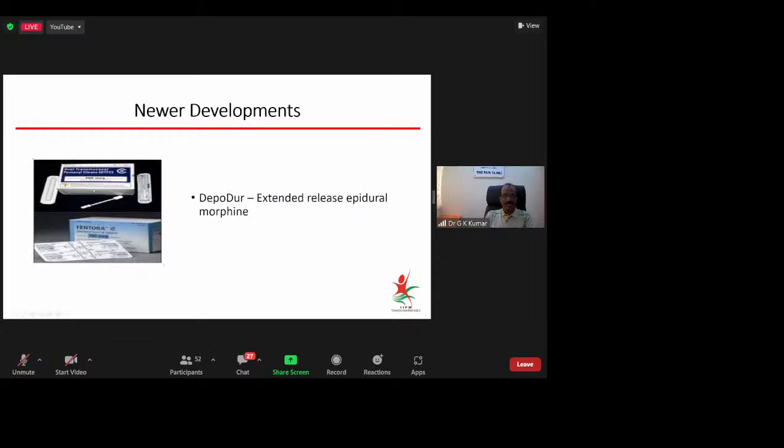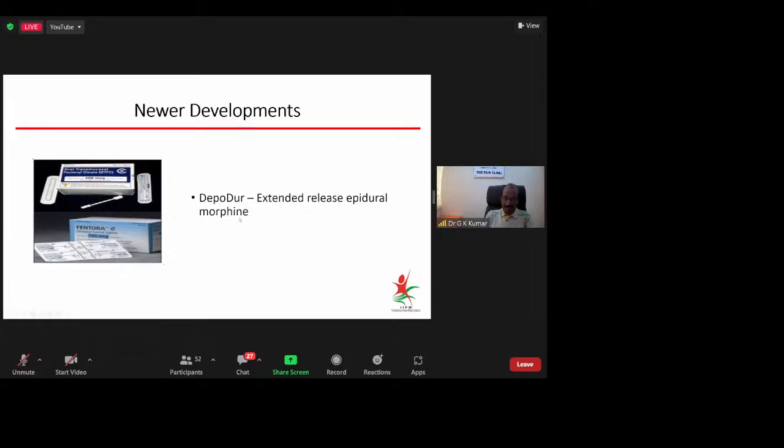Already we have oral transmucosal fentanyl citrate, especially the lollipops, which were very useful for post-operative pain relief in the pediatric age group. It was very promising a few years ago, but it is now very difficult to find because it is not used widely in India.